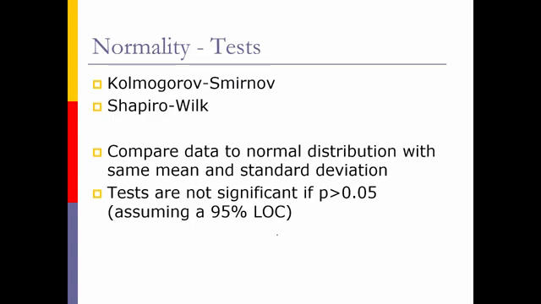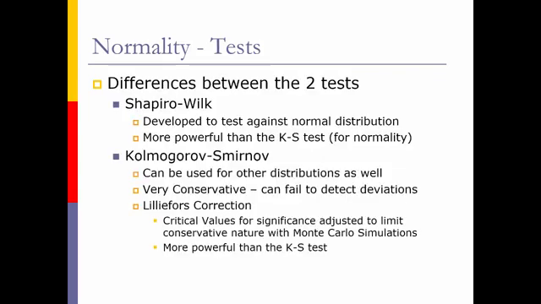So the two tests, the Kolmogorov-Smirnov and the Shapiro-Wilk, both of them do the exact same thing. They compare the data to the normal distribution, and a p-value greater than 0.05 tells you that your distribution is normal. Anything less than 0.05 means you do not have normal data. Now the two tests are very slightly different. The Shapiro-Wilk tends to be a little bit more powerful than the Kolmogorov-Smirnov. However, it can only be used for the normal distribution.